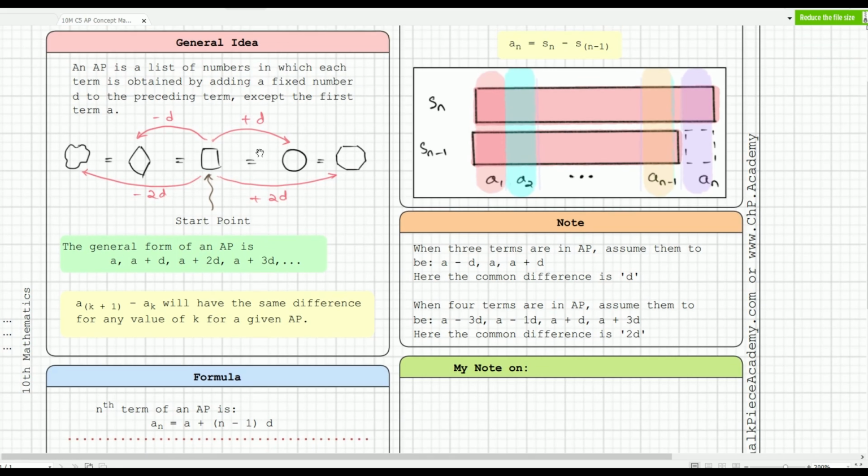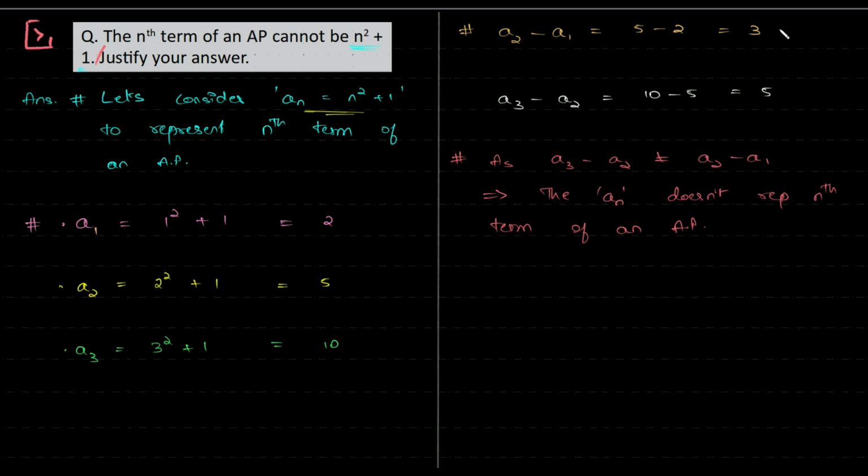So what is the definition of an AP then? To define AP, you find the next term by adding a value to the previous term, and that value is fixed throughout the series. That's an AP, right? That's why we have a plus d, a plus 2d. If it's not able to follow that rule, that is, the difference between any two consecutive terms turns out to be different, it's not an AP, as simple as that.